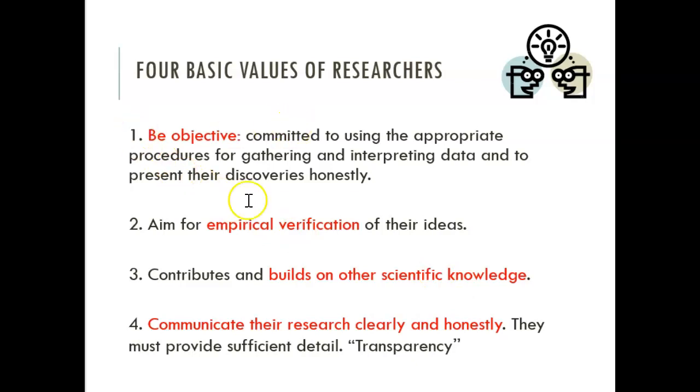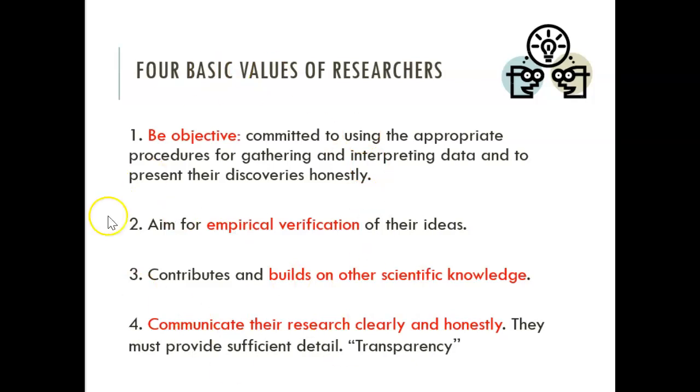So a researcher should avoid bias, should make sure that there's scientific evidence to prove their point, and should build on other scientific knowledge. So it should build on whatever other knowledge was presented on COVID-19. You're going to build on that. And then you also need to communicate all your research clearly and honestly. Everything should be documented. Even data that you do not want to document, even data that may not support your claim, we still need to document it. Okay, it has to be transparent. There's nothing that we should be hiding from our research.